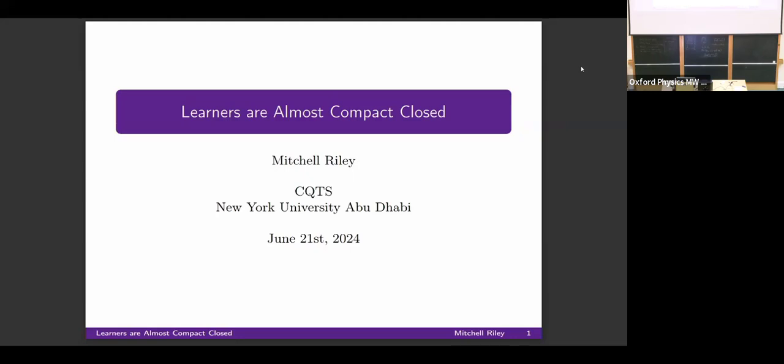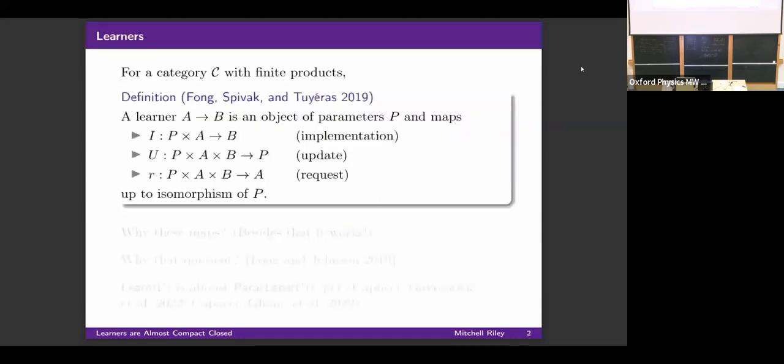Okay, so I'm going to present what I think is a nice observation about the category of learners. I actually don't remember if there's been a talk involving learners so far this week, so I'll just remind us of the definition. This is from the original paper by Fong, Spivak, and Tuyeras. We're going to work in a category of finite products.